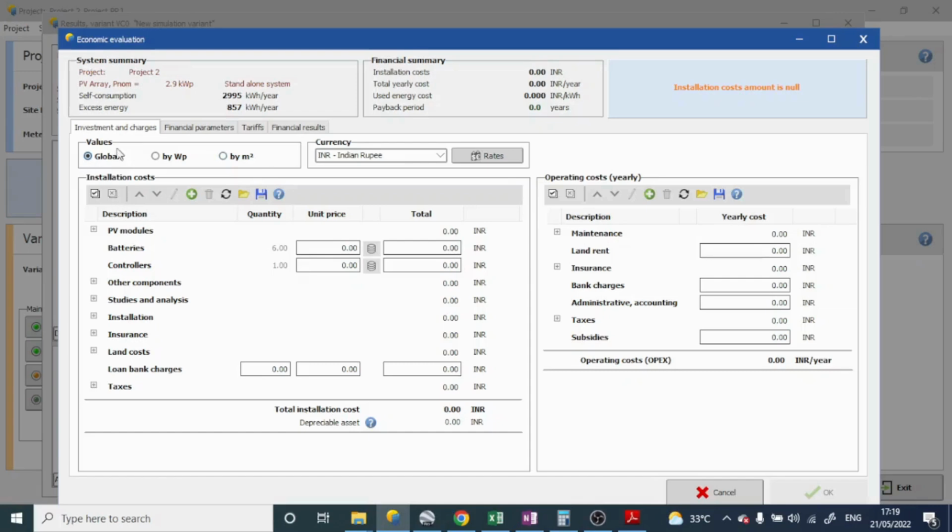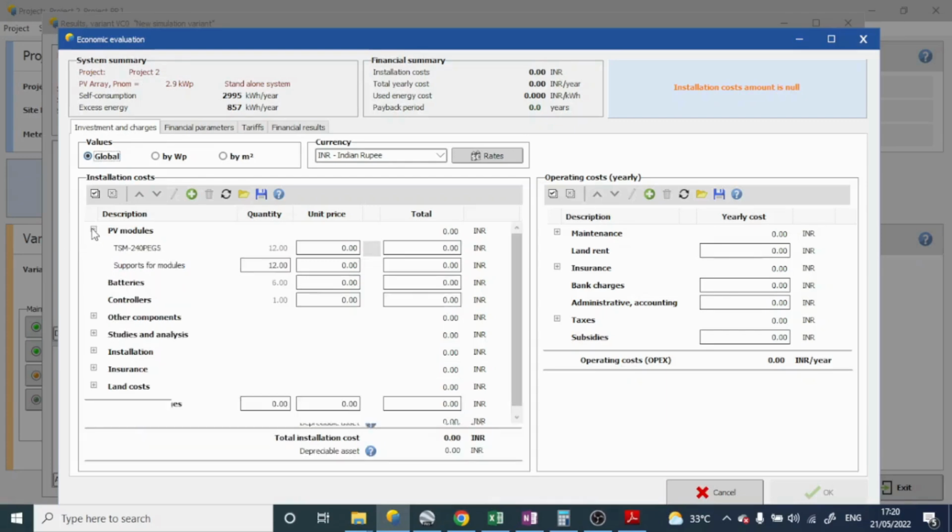Here we can select the values. Either we can give the prices based upon the global rates, or we can give the per watt peak basis value, or on an area-wise, per square meter basis we can give the value. We just write here global value, and then we enter the approximate value of the particular installation of the project. We'll start with the PV module.